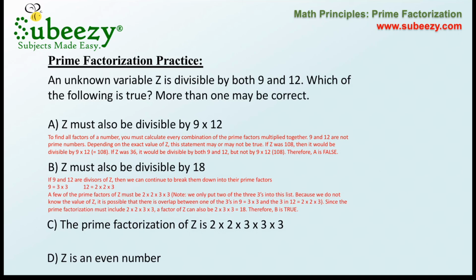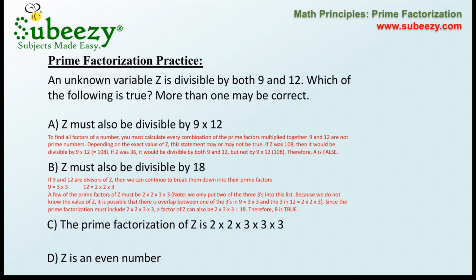Because we do not know the value of z, it is possible that there is overlap between one of the 3's in 9, which is equal to 3 times 3, and the 3 in 12, which is equal to 2 times 2 times 3. Since the prime factorization must include 2 times 2 times 3 times 3, a factor of z can also be 2 times 3 times 3, which is 18. Therefore, B is true.